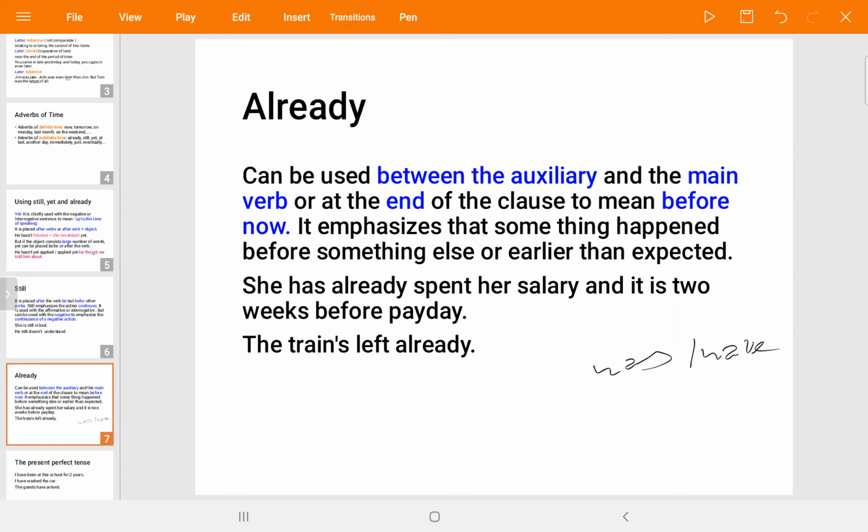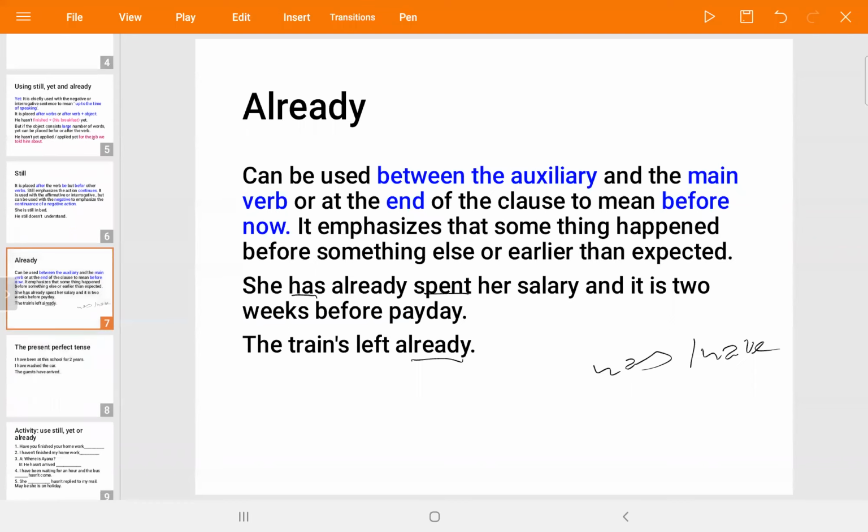Have you seen the auxiliary verb? She has already spent. So we use already between the auxiliary has and the main verb spent. Her salary, and it is 2 weeks before payday. Yeah, with past activities. The train has left already. We can also use it at the end of the sentence. The train has already left. The train has left already. At the end of the sentence, we can use it.